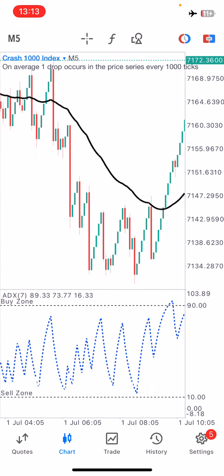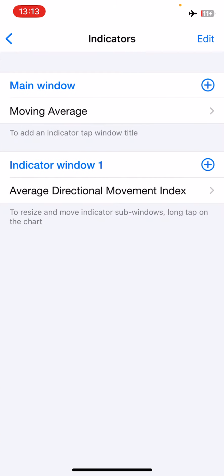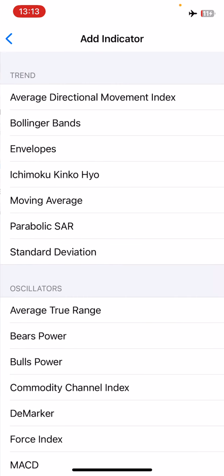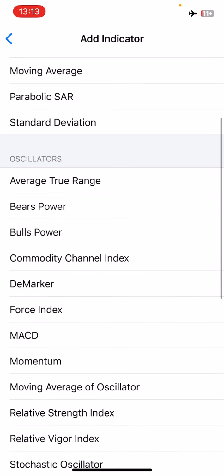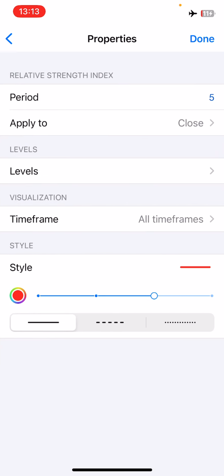And then once you have established that, the next and final indicator that we will need is a very simple one. It's a relative strength index, or the RSI as you guys might know it. So I'm going to go to my indicator window 1, and I'm going to look for the RSI, my relative strength index, which is right here, and it is going to have the following properties that you see on my screen. Actually, I've got a period of 5, apply to close, there are no levels, and then the time frame, or time frames like I said.